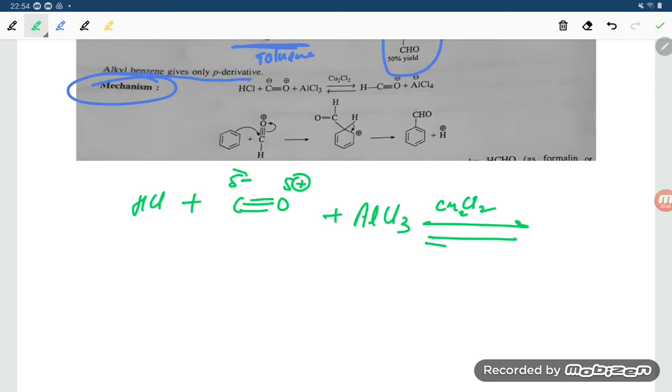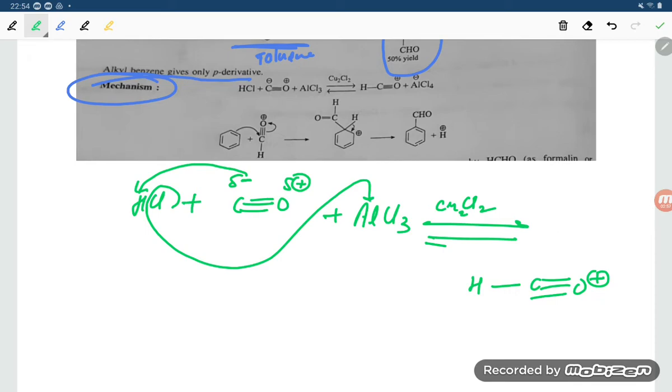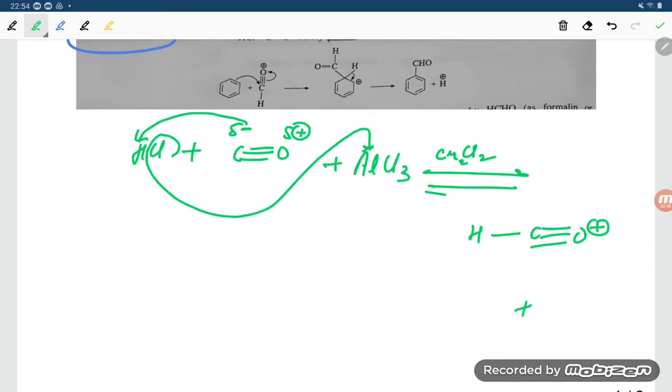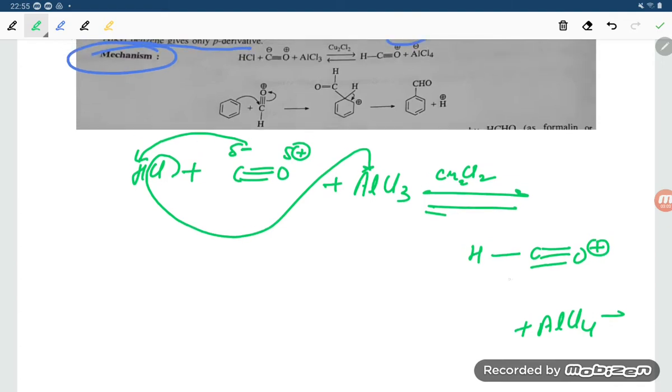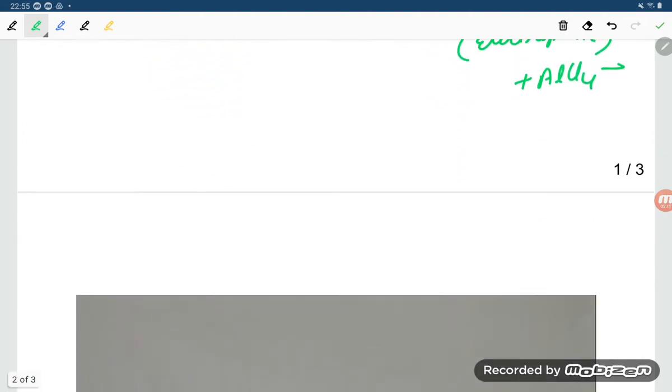This negative charge is attracting this hydrogen. So what it is forming, student, you can see HC triple bond O positive, and along with that, this Cl is going to Al, so it is forming AlCl4 minus. Now this is acting as an electrophile, student. This electrophile will attack the benzene ring.